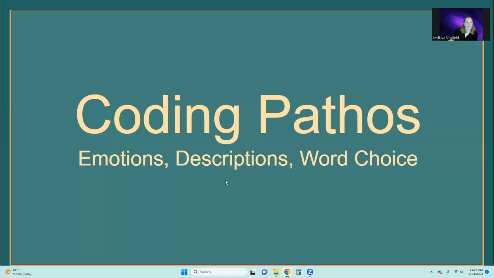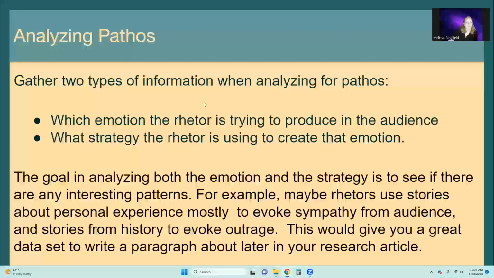And coding for pathos. So this is emotions, descriptions, and word choice. You gather 2 types of information when analyzing for pathos: which emotion the rhetor is trying to produce in the audience, and what strategy the rhetor is using to create that emotion. The goal in analyzing both the emotion and the strategy is to see if there are any interesting patterns. For example, maybe rhetors use stories about personal experience mostly to evoke sympathy, and stories about history to evoke outrage. This would give you a great data set to write a paragraph later about in your research article.